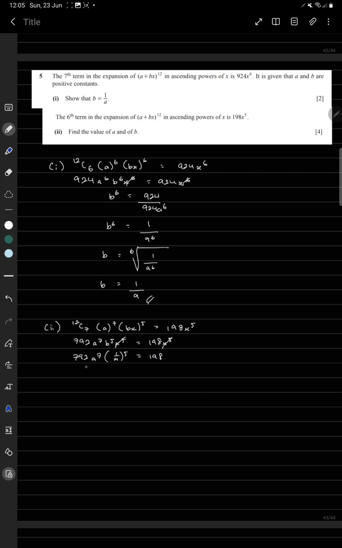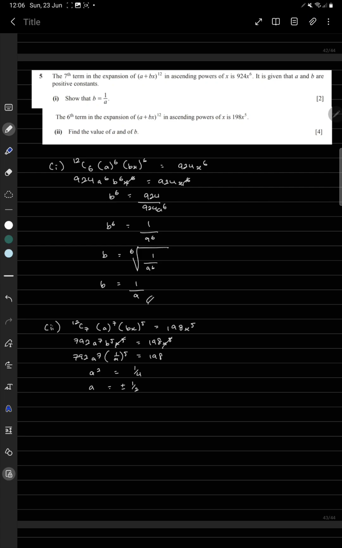Okay, so let's simplify this. I'm going to bring the 792 to the other side. Now for a, I'm going to get a squared, because when I expand the 1 over a, it's going to be 1 over a^5. a^7 divided by a^5 is going to give you a squared. Now 198 divided by 792 is going to give you a simplified version of 1 over 4. So then a is going to be equal to plus or minus 1 over 2.